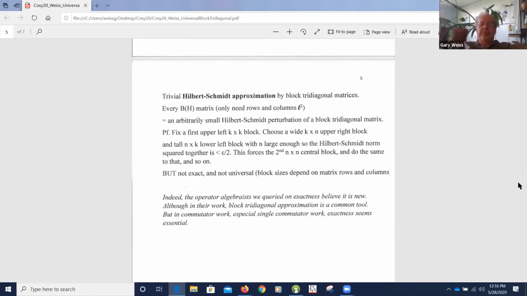So the first thing you ask is, what about just B of H? It's pretty trivial. In B of H, you fix any central beginning block and expand the rectangulars to the right, because there's a limited number, K rows and columns, and you go out far enough so that you can control the tails, and you can make the Hilbert-Schmidt norm of what's left less than epsilon over 2. Then you do that again for the next central block, which is bigger, and so on. So you get an easy block triangulation up to epsilon over 2 perturbations. So this is really easy. But the point is that it's not exact and it's not universal. The block sizes grow depending on what happens to the tails of those L2 vectors. What's interesting, though, is you only need the rows and columns to be L2. You don't need the operator to be bounded. So this works even for unbounded matrix operators.